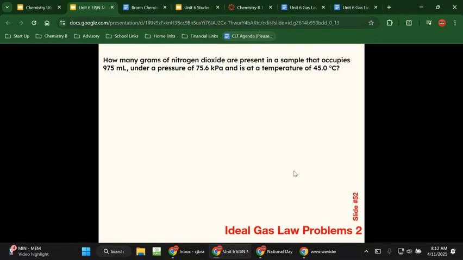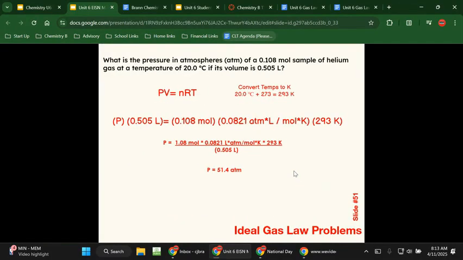How many grams of nitrogen dioxide are present in a sample that occupies 975 milliliters under a pressure of 75.6 kPa and a temperature of 45.0 degrees Celsius? By the way, I should have pointed this out.